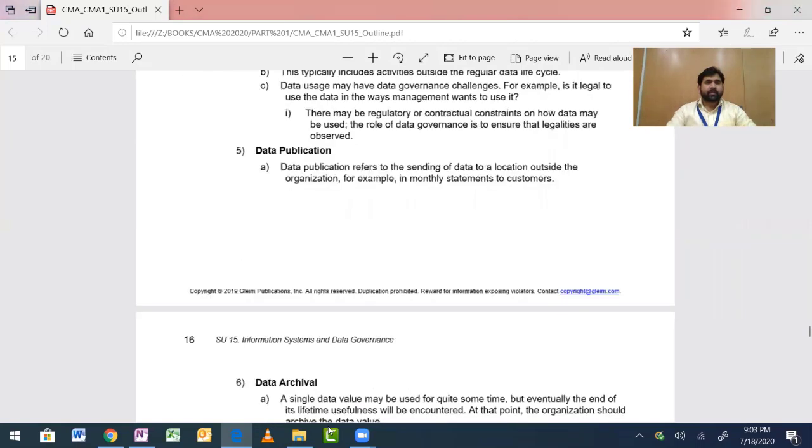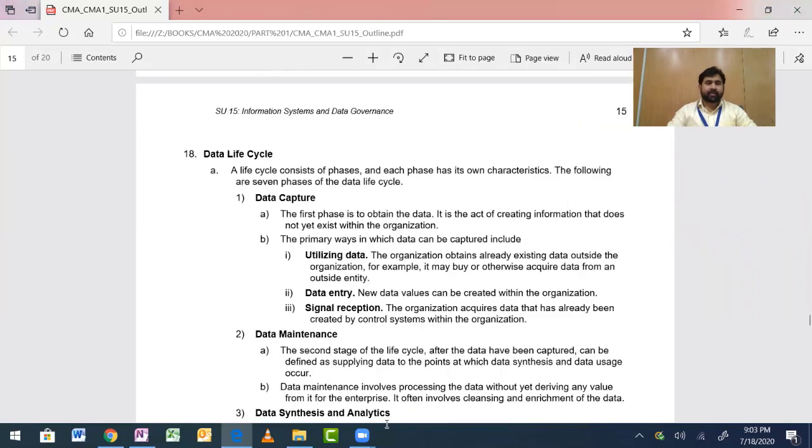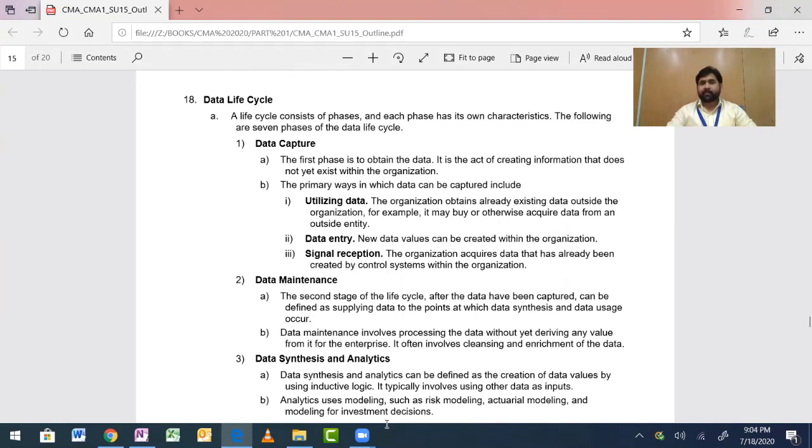And data life cycle, data publication. This is again, see this whole thing. Fine. Data life cycle. The life cycle consists of phases, and each phase has its own characteristics. 7 phases in the life of the data. What are they? Data capture is to obtain the data. Then data maintenance. How are you going to preserve that data? How are you going to keep it with you?